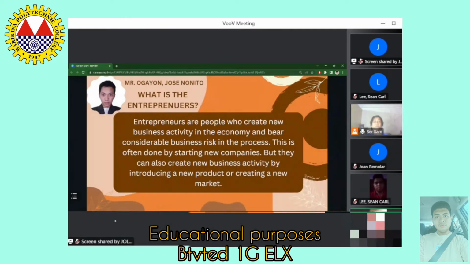What is an entrepreneur? Entrepreneurs are people who create new business activity in the economy and bear considerable business risk in the process. This is often done by starting new companies, but they can also create new business activity by introducing a new product or creating a new market. So in here, entrepreneurs are business-minded people. They build new businesses and take risks, and there is a lot of pressure and stress that can happen, but once they take the risk, then they can do the business. Okay, next slide.